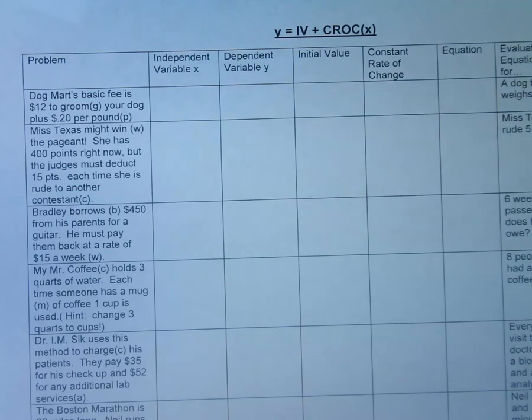Okay, today we're going to look at our notes. Y equals IV plus CROC x. The IV stands for initial value, and CROC stands for constant rate of change.